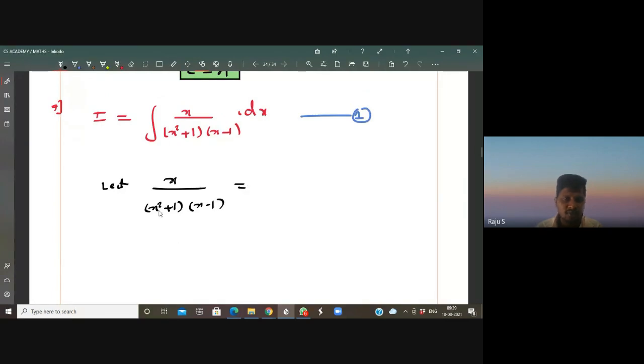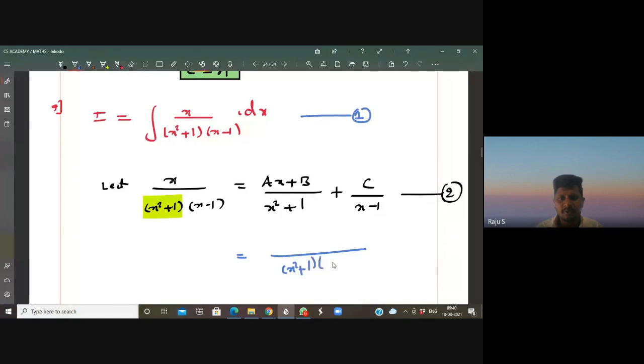This is equal to, right, straight. The first one is a quadratic expression. For every quadratic expression, you should write the numerator as a linear expression, for x square plus 1. If the denominator is a quadratic expression, the numerator must be a linear expression. The denominator is x minus 1, so the numerator is just a constant, because the derivative of a quadratic expression becomes a linear expression, and the derivative of a linear expression becomes a constant. So we'll write like this. Okay, fine. Every quadratic expression we can write the same way. Take LCM, x square plus 1, x minus 1.